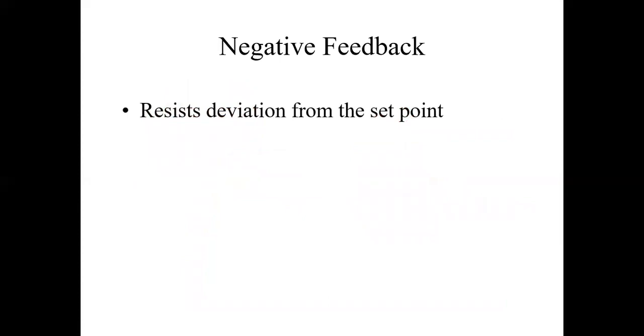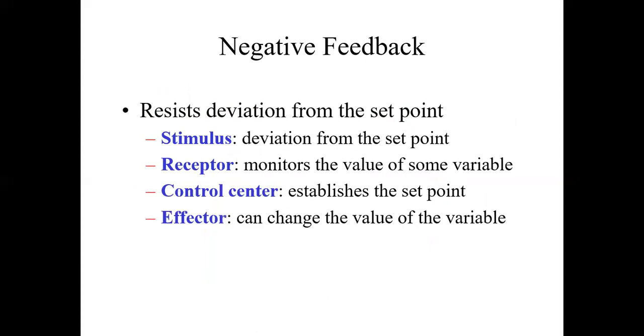So one way to think about negative feedback is this: it resists the deviation from the set point. You're trying to limit how far away from the set point you actually go. So you try to get back to homeostasis. And so I have those definitions out here for you. The stimulus is whatever's causing the deviation from the set point. The receptor is trying to receive and monitor that value, whether it's blood pressure or temperature or whatever. The control center is what's establishing the set point and what is trying to make decisions about how to fix it if it goes out of the normal values.